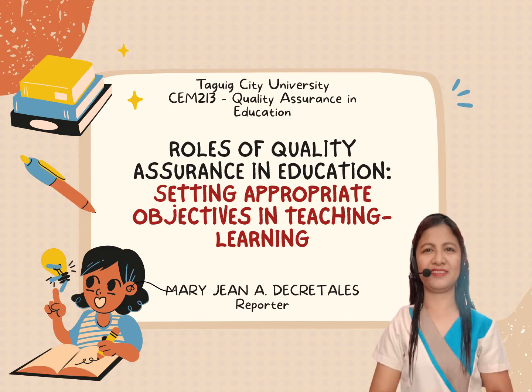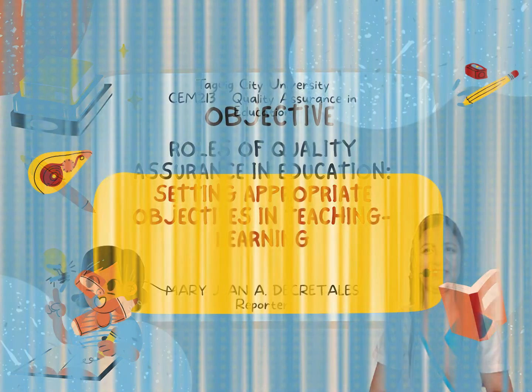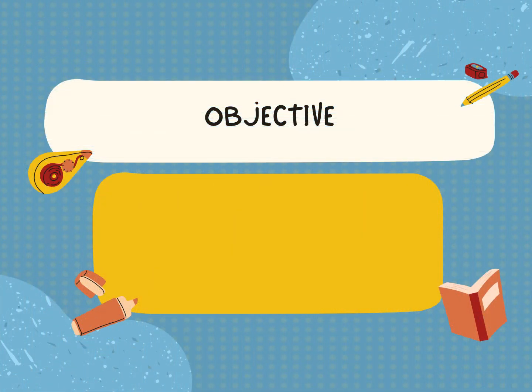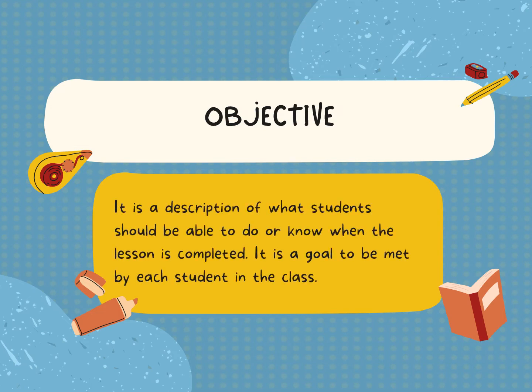I will talk about setting appropriate objectives in teaching learning. So let us first discuss what is an objective. It is a description of what a student should be able to do or know when the lesson is completed. It is a goal to be met by each student in the class. Remember, when students understand what they are working toward, they are more likely to stay on task.